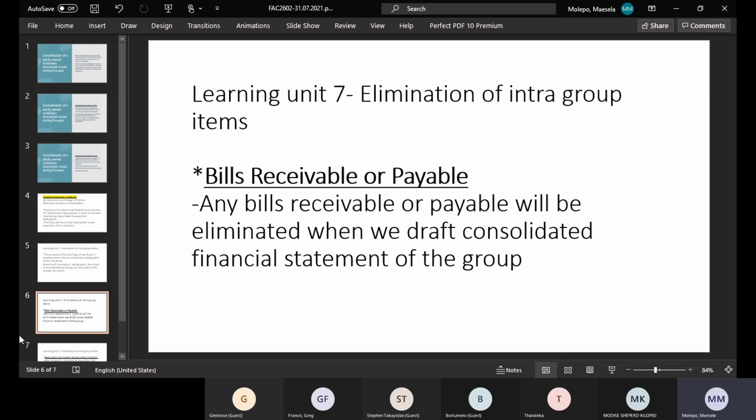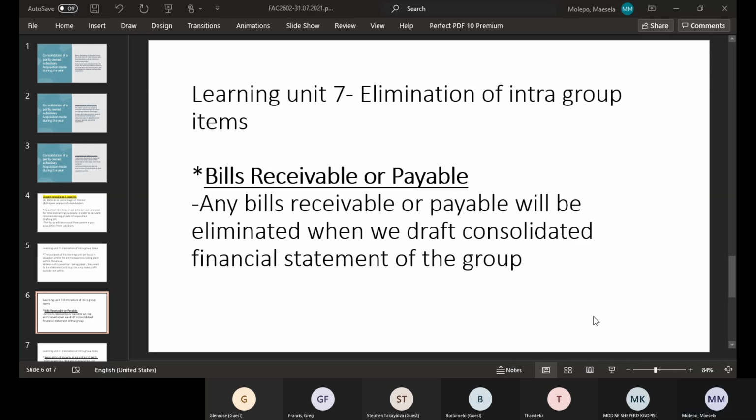So also note, there will be a situation whereby maybe one of the group has a bank overdraft and the other one has a current account with a favorable balance. If they are using the same bank, we can offset them. But if they mention that they don't use the same bank, you don't offset them. You take the one as a bank overdraft and the other one as a favorable bank balance.